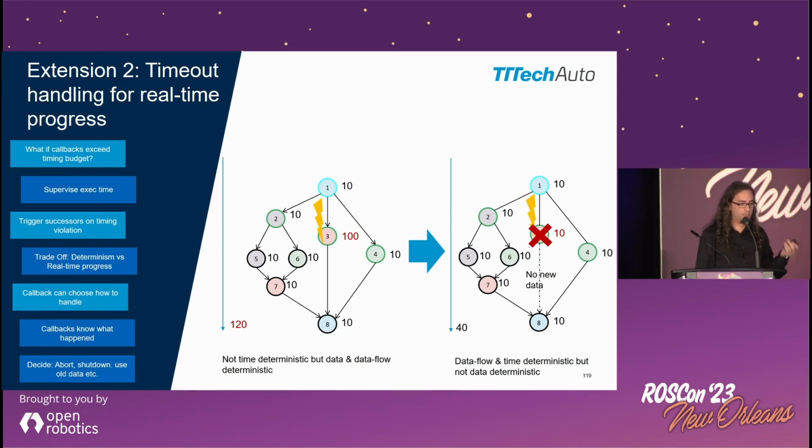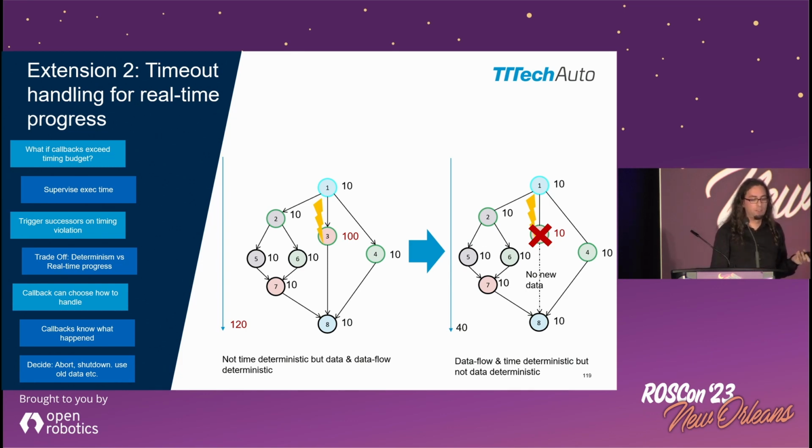So what does this mean? This means in the first setup, where we don't have this timing handling, the overall system is not time deterministic because it will take a random amount of time to execute, but it is fully data and data flow deterministic. So the data in and to the data out is always the same, and the execution order is also the same. In the second case, we are data flow and time deterministic because we still dispatch everything in the order it is supposed to run.